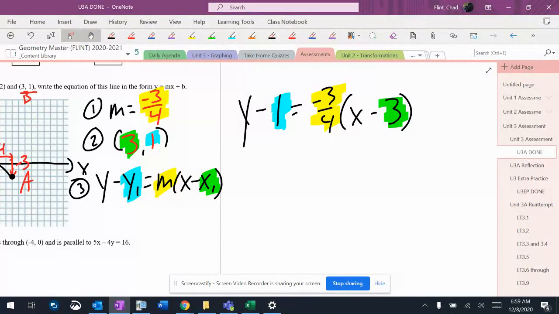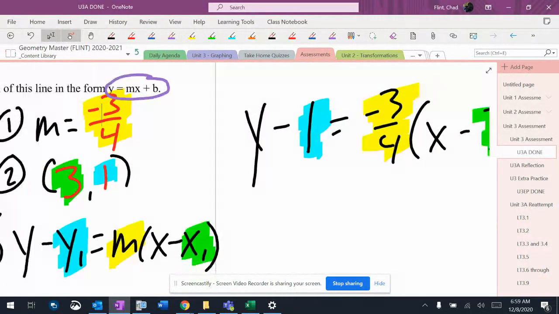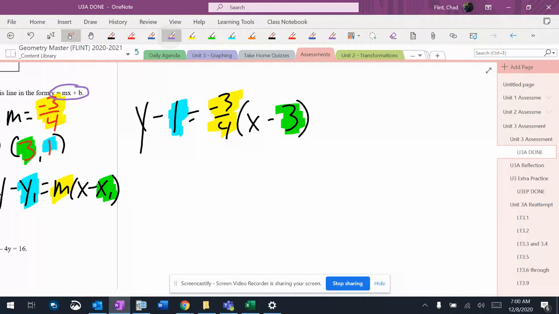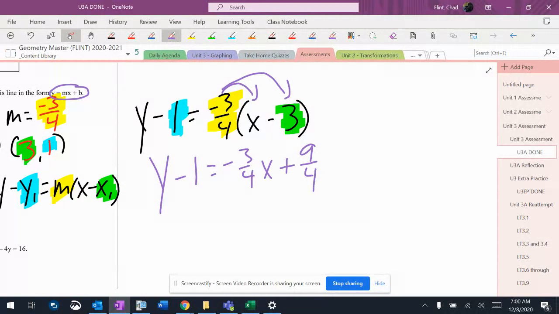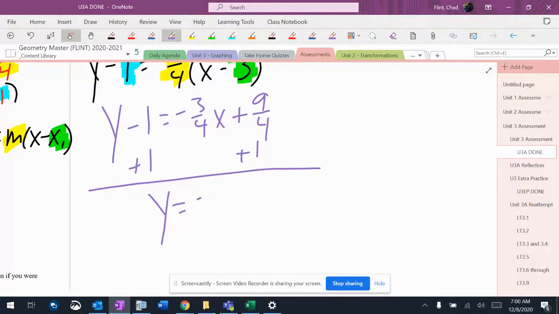Now I can stop there if it doesn't say that it has to be in a specific form. But right here it says it's got to be in y equals form. So I've got two things to do. Parentheses have to go. And again, use the calculator and make sure that you use the fraction part of the calculator. Alpha y equals, bring the fraction up. Then add your 1, and you should get y equals -3/4 x plus 13/4.